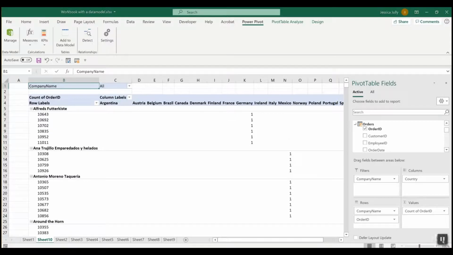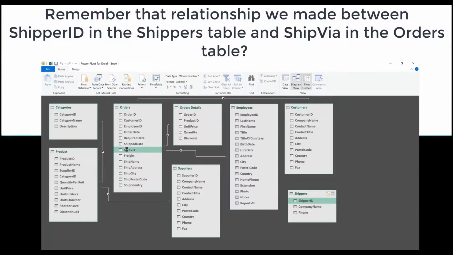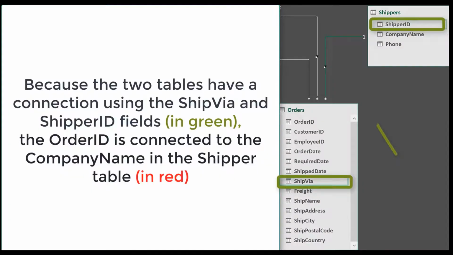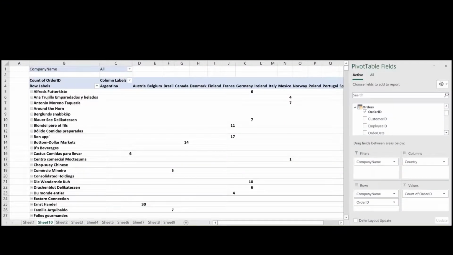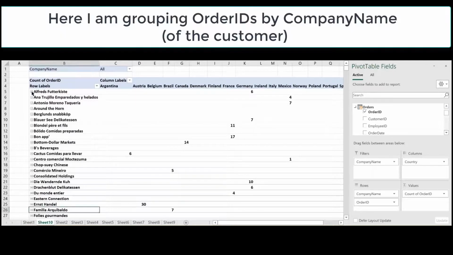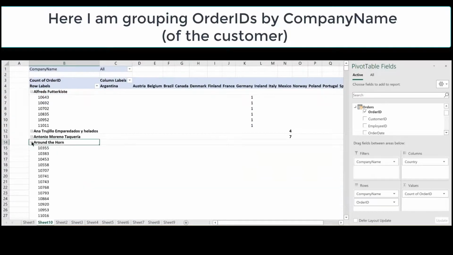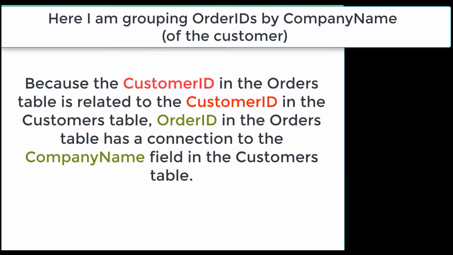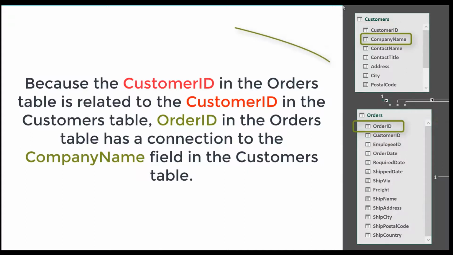So how is this working? Well, you remember that I created a relationship between shipper ID and ship via. Because the two tables have a relationship between ship via and shipper ID, order ID and company name are also connected to each other. In the main body of the pivot table, I am grouping order IDs by customer company name, as you can see here as I expand a few of them. The same concept is operating here. Because of a connection on customer ID, order ID and company name also have a connection.